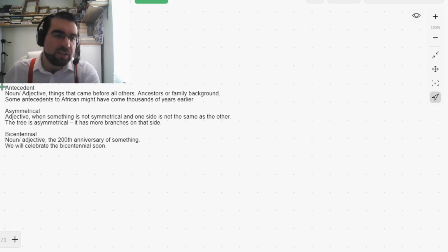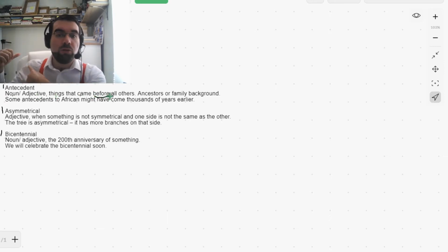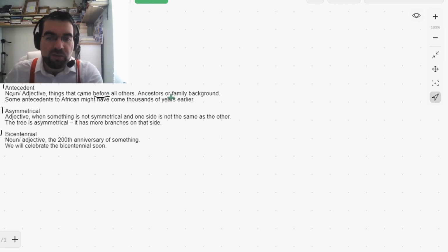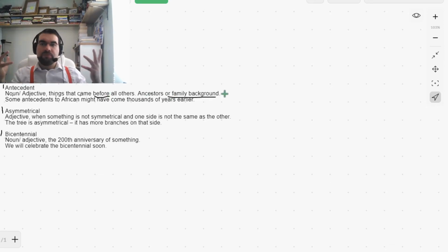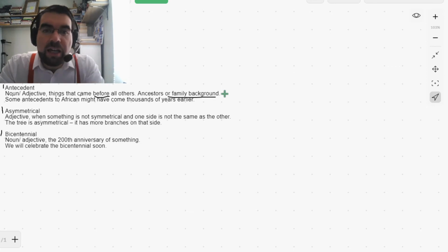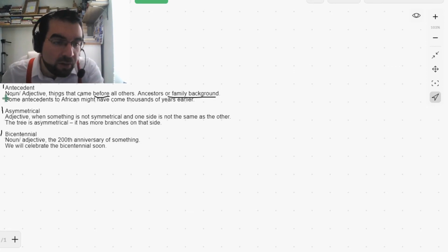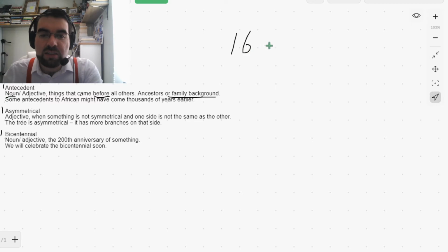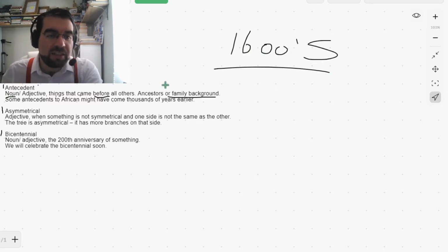Okay, so let's look at antecedent, asymmetrical, and bicentennial. Okay, so antecedent, noun or adjective, things that came before all others, ancestors or family background. You could say, I have antecedents, so nouns, going back to the 1600s. In fact, really, we all do, by definition. So antecedents from a long time ago.